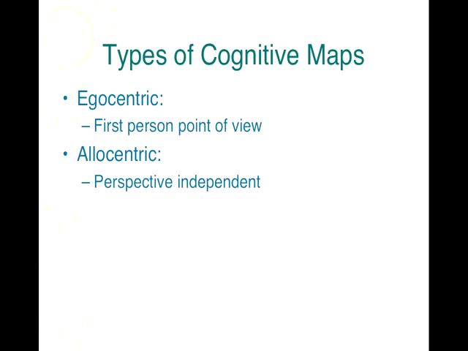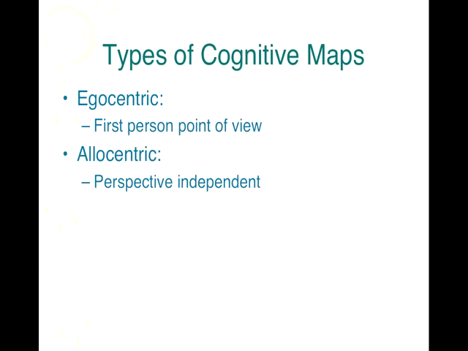Okay. The other two types of cognitive maps are more about how you interact with the map. So the first two are really about how we understand spatial relationships, and the second two are more about your interactions. So this really does sound like video games. They are egocentric, or they're first-person shooters, if you will, so first-person points of view, where you are imagining you walking through the map, versus a more allocentric point of view, which is more third-person, so it's perspective independent.